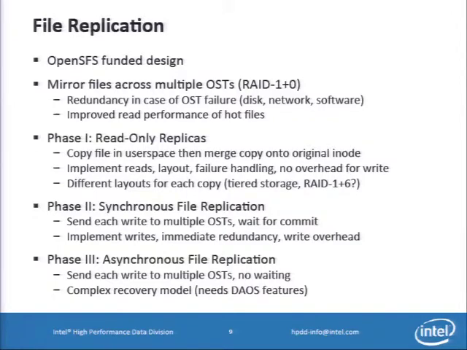Phase one of this work is just read-only replicas, where you write your file, there's only one copy, and then a special offline process will kick off. It will copy the file into another one and then use an I/O control like file join to let the system know that, hey, look, there's actually more than one copy of this file.